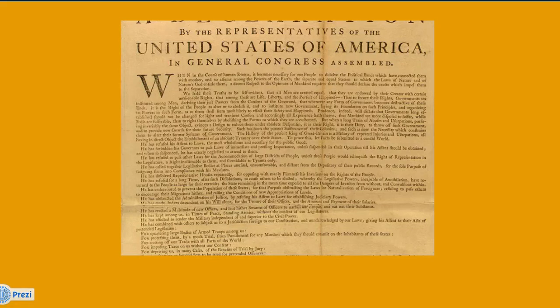Very kind of roundabout connection, but the Declaration of Independence that we see right here is almost a result of the French and Indian War and all the taxes that the English levy against the colonists after this war.